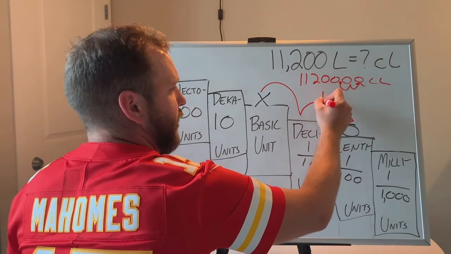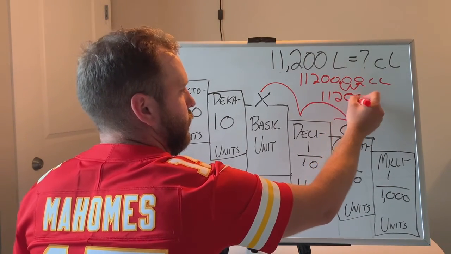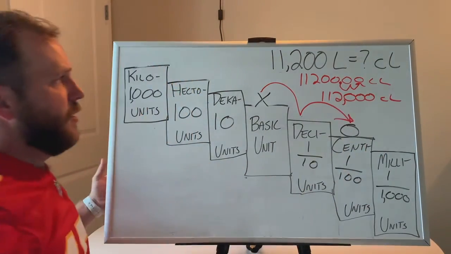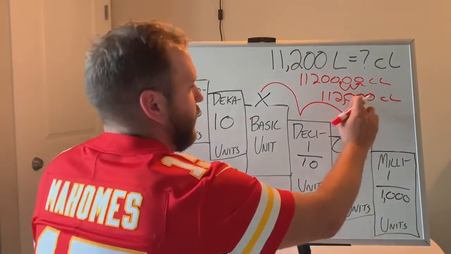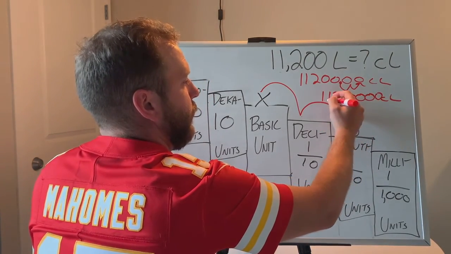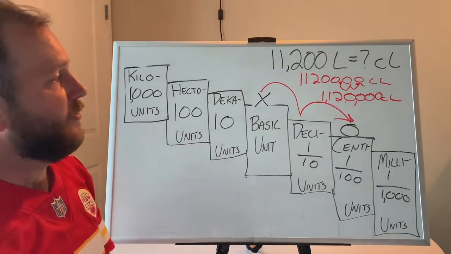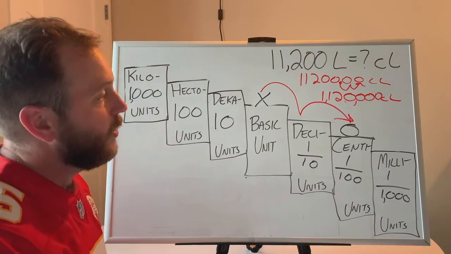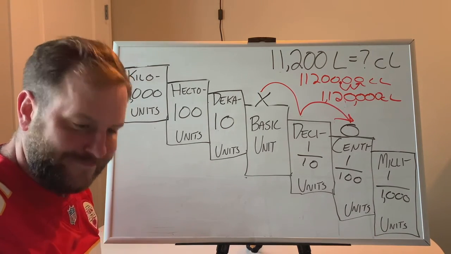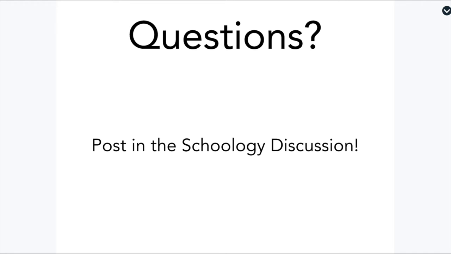So let's go ahead and rewrite that, 11,2 with 4 zeros after, and then boom. Oh, sorry, I forgot a 1 0 in there, that's my bad, right there. So we end up with 11,200 liters equaling 1,120,000 centiliters.